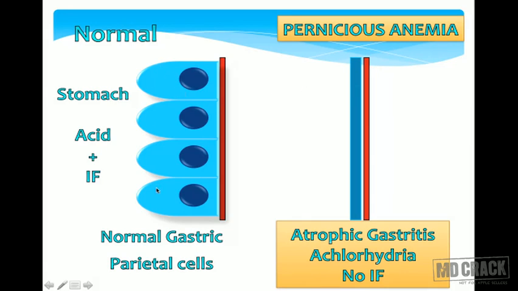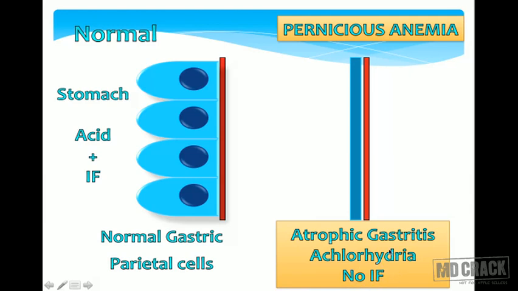See, this is how the normal gastric epithelium will appear. It is the parietal cells which secrete the intrinsic factor, and the stomach is also capable of secreting acid. So this is how the normal gastric parietal cells will appear. Patients with pernicious anemia will have atrophic gastritis. They will also have achlorhydria, and there is no secretion of the intrinsic factor.